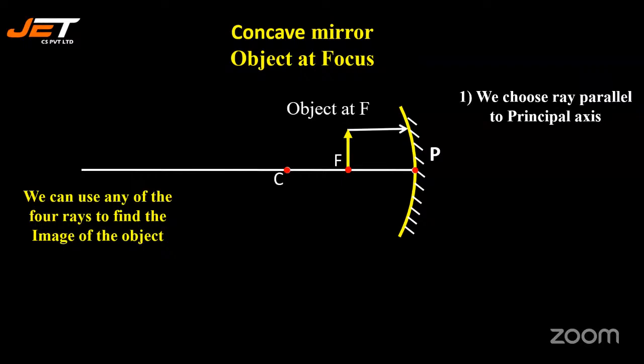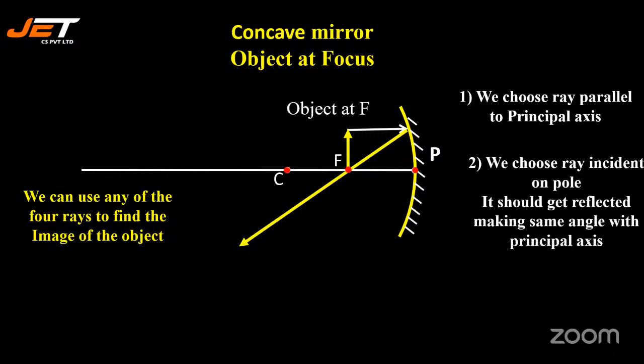I choose a ray parallel to the principal axis, that's fine. That will pass through the focus, that's okay. But the other ray I choose is a ray hitting the pole of the mirror. We choose a ray incident on the pole, it should get reflected making the same angle with the principal axis.